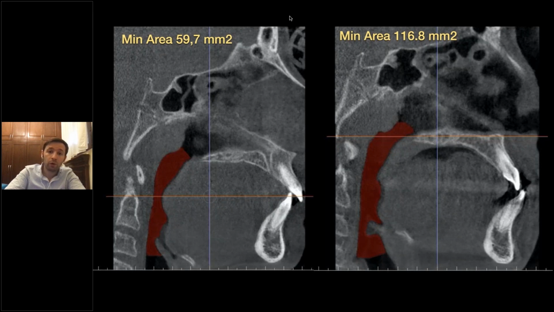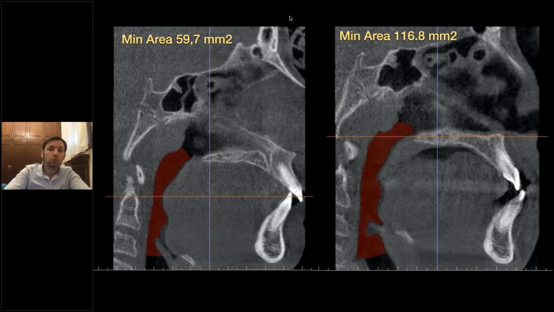Either you go to the otorhinolaryngologist and talk to them in order to do something, or we can try something as well. We can make an expansion and we can make an advancement. But let me check if an advancement is worth it for you. So I make a second CBCT in this patient in advancement, in order to simulate the advancement and check if the minimal area is going to improve.